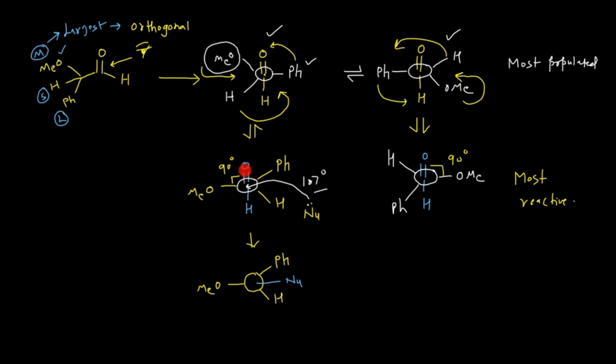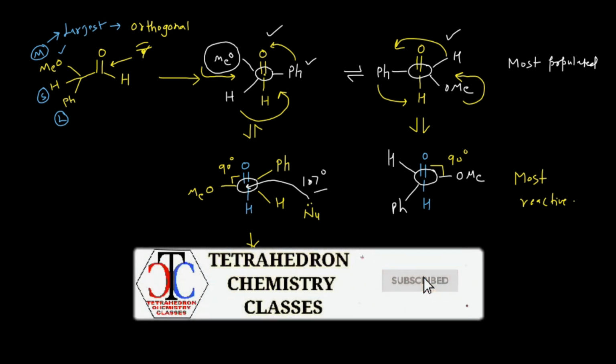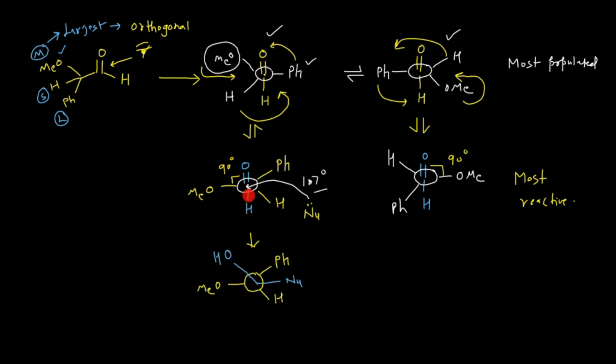So this alcohol will be pushed there. So you will write your OH here. And this is the hydrogen which will come here. This will be the most stable conformation. So this is your hydrogen, right? So this product would be the major product.